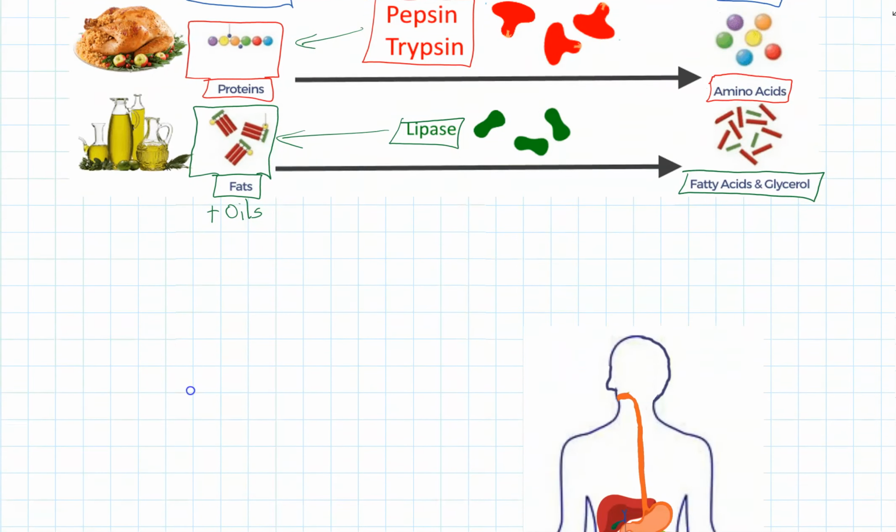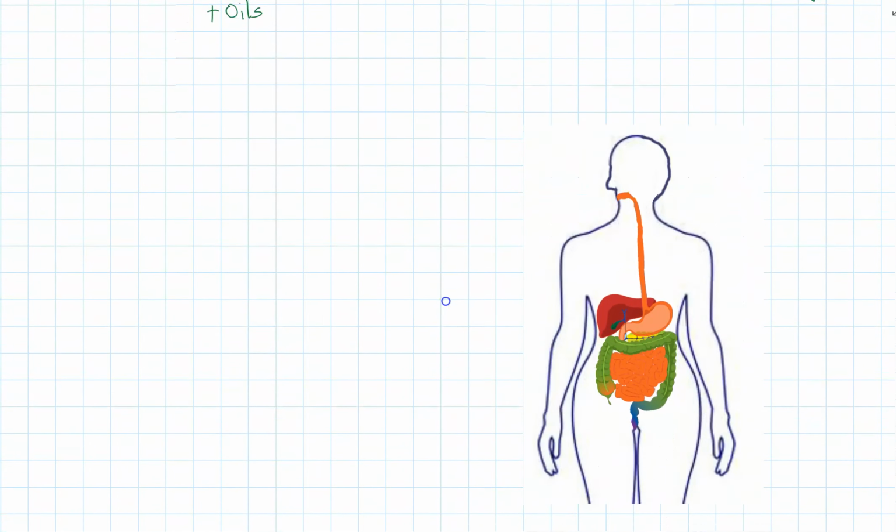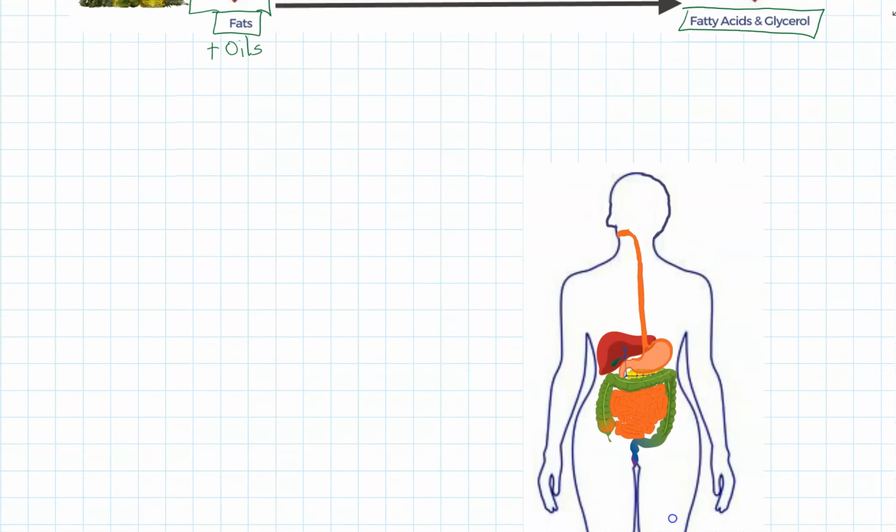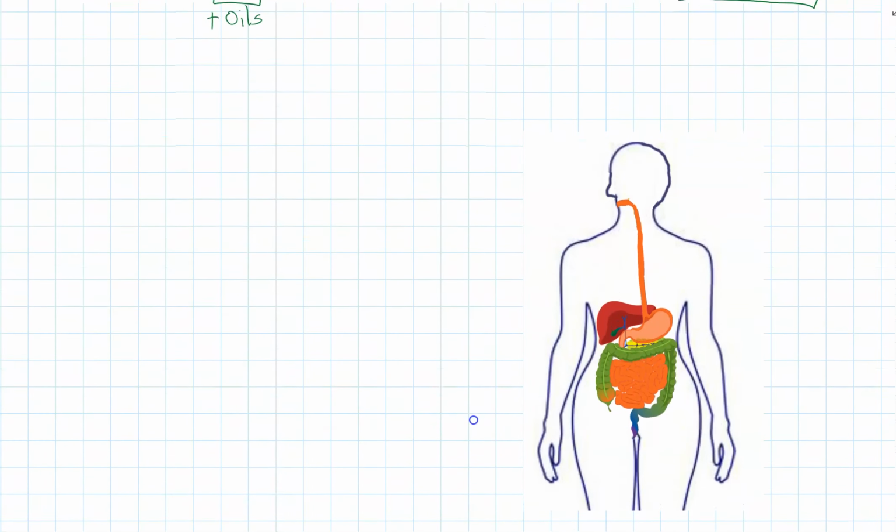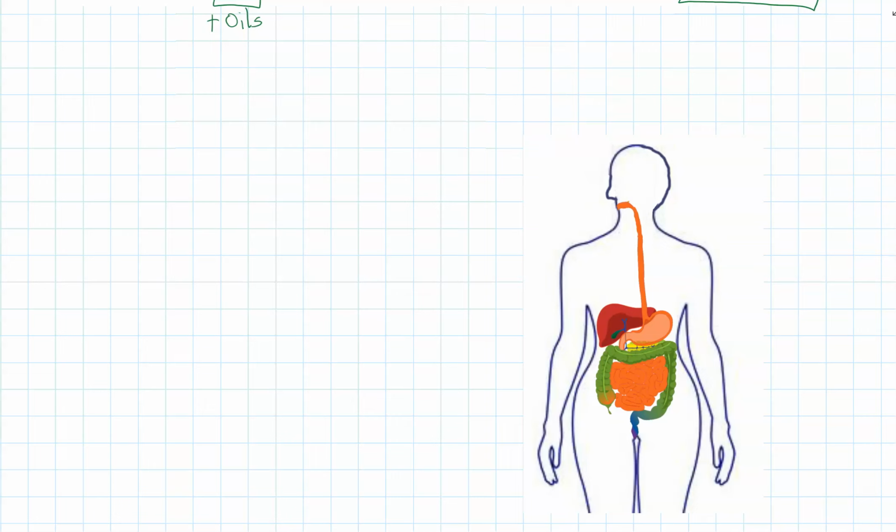Now we'll look at where these actually occur, because each enzyme has a special set of conditions where it's most efficient and it works best. So firstly, we've got amylase for breaking down carbohydrates. Amylase is actually in our saliva. So it's the very first enzyme that starts to work on our food because it acts on the food as soon as we put it in our mouth, and it continues down the esophagus as well.